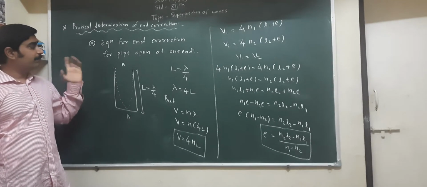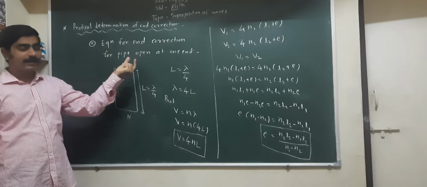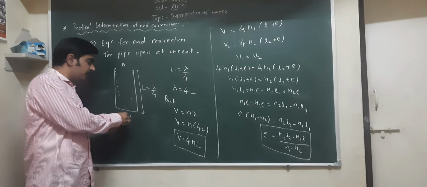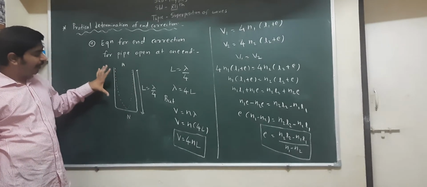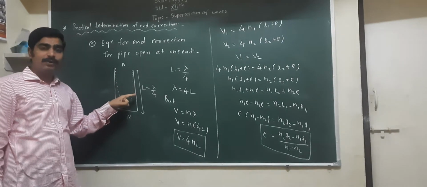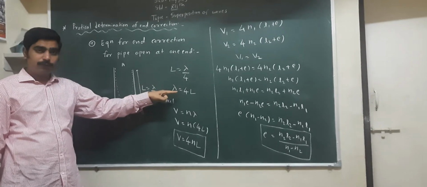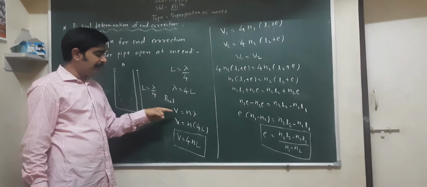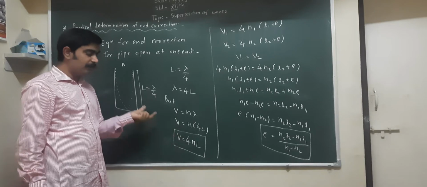Again I am going to explain this part. So here, equation for end correction for pipe open at one end. First we have drawn the diagram. In your diagram you will observe that one node and antinode is formed, and the distance between the node and the successive antinode is lambda by 4. So the length of the vibrating air column L is equal to lambda upon 4. So lambda is equal to 4L, but velocity V is equal to n lambda. So V is equal to 4nL. So this is the equation for the velocity.